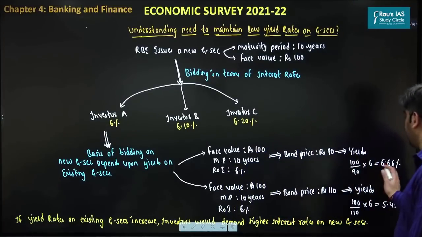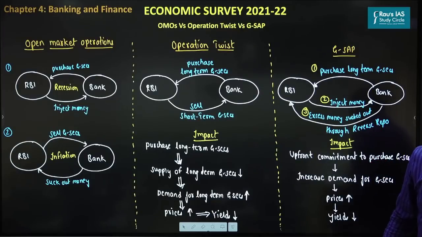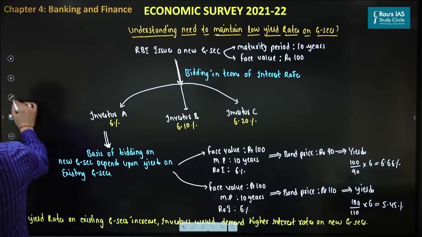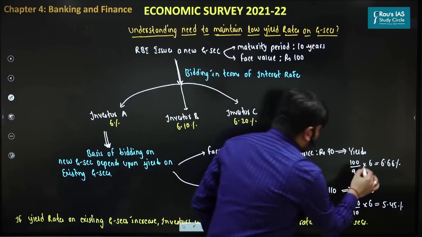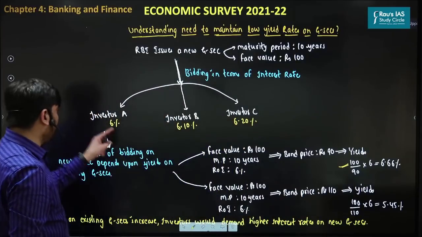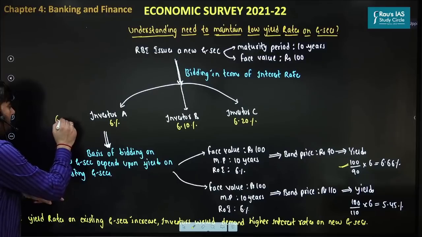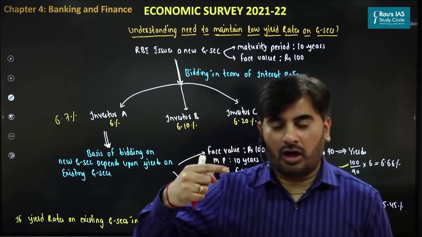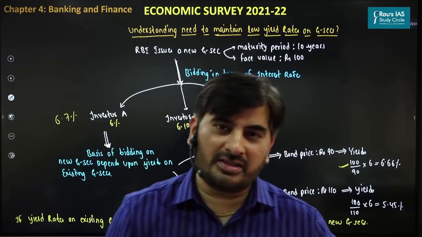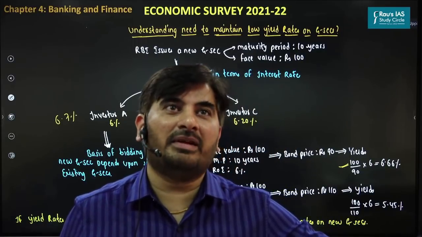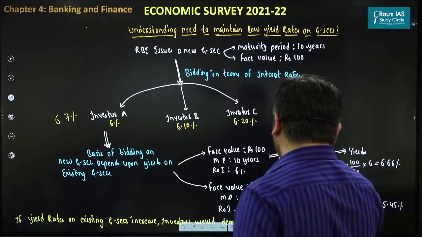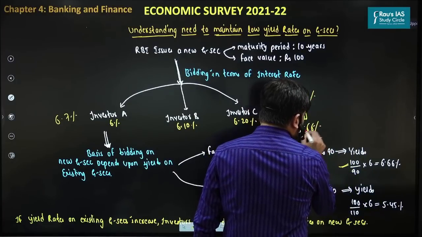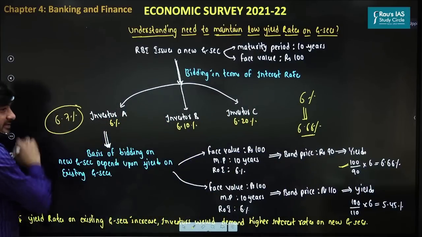So here he is getting returns of 6.66%. When he is placing a bid now, he'll probably ask for 6.7%. He will place the bids on the new government securities based upon how much returns he is generating on the existing government securities. So if the yield rate on the existing government securities has increased from 6% to 6.66%, then this investor will ask for 6.7%.